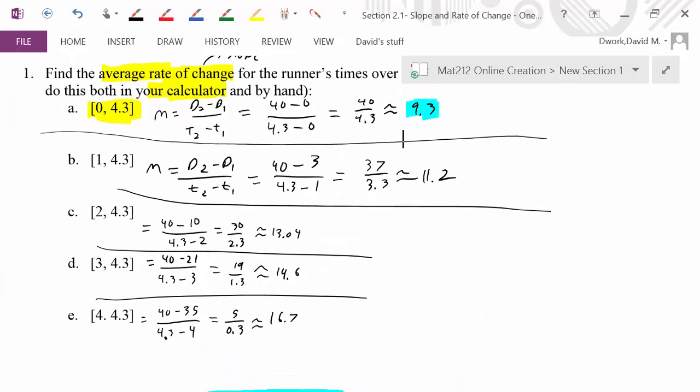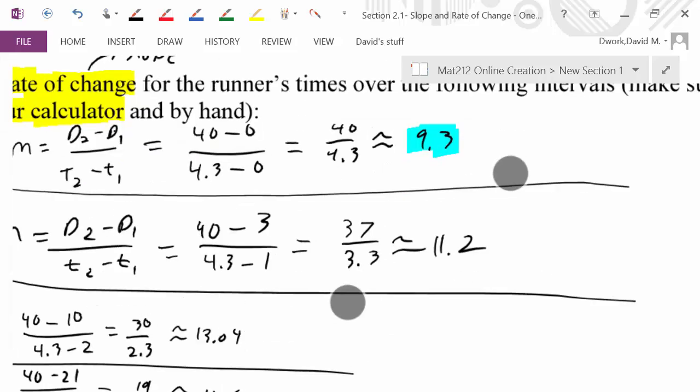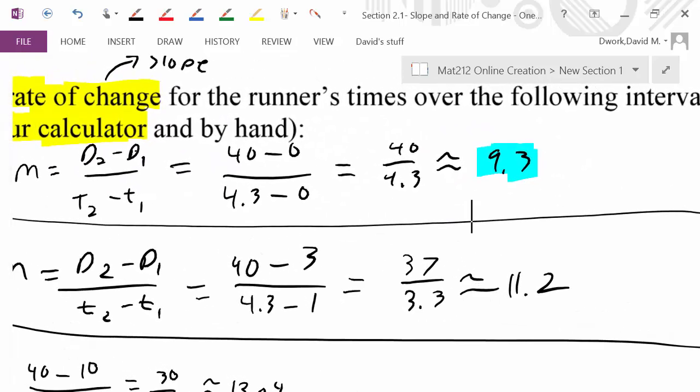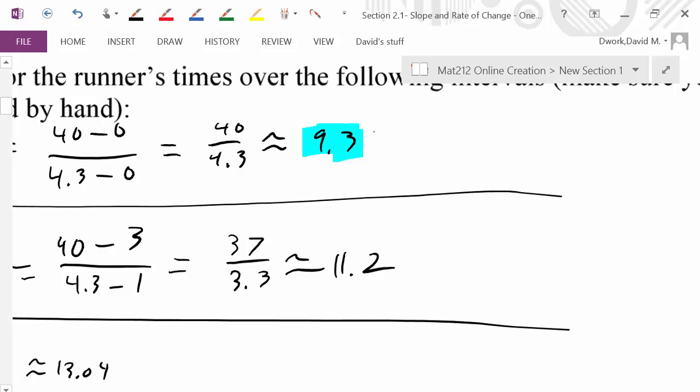So what does it mean when we do 9.3? Well, as we talked about before, it's distance over time. So the distance was 9.3. Well, here, if I back up just one little spot. Let's try that one more time.